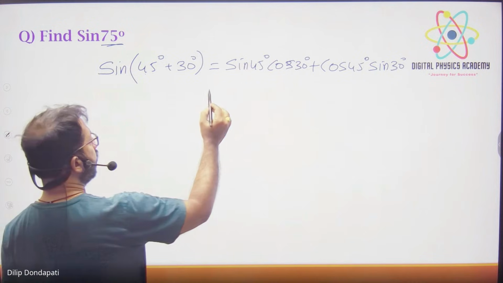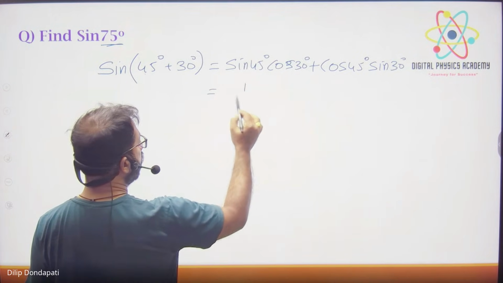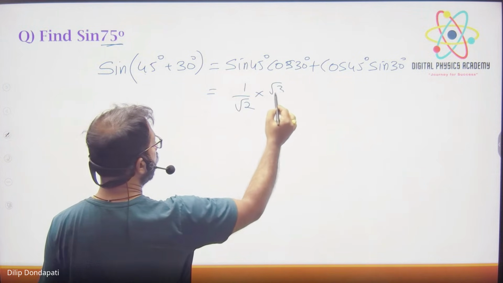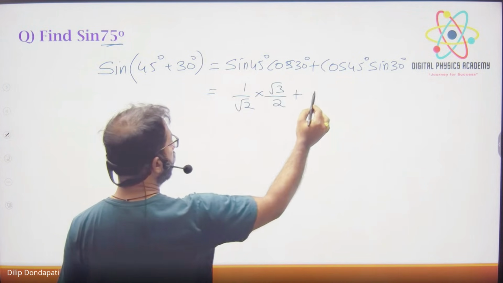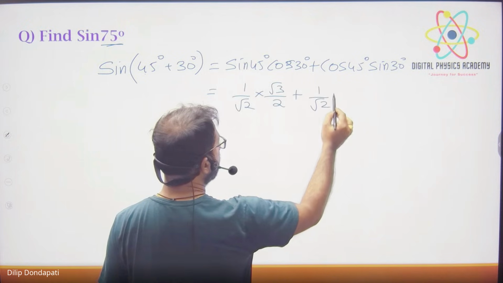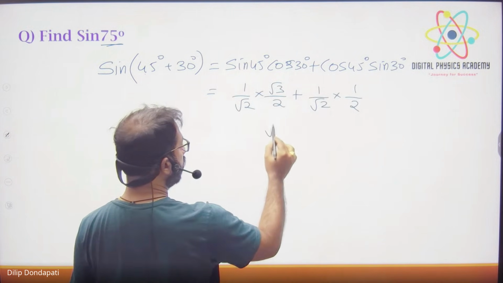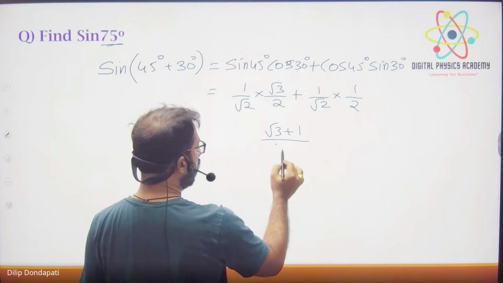Okay, somewhere there is a mistake. Sin 45 is 1/√2. Cos 30 is, sin 60 is √3/2. Plus cos 45 is 1/√2, sin 30 is 1/2. So both the denominators are the same. So (√3 plus 1) by 2√2 is the answer.